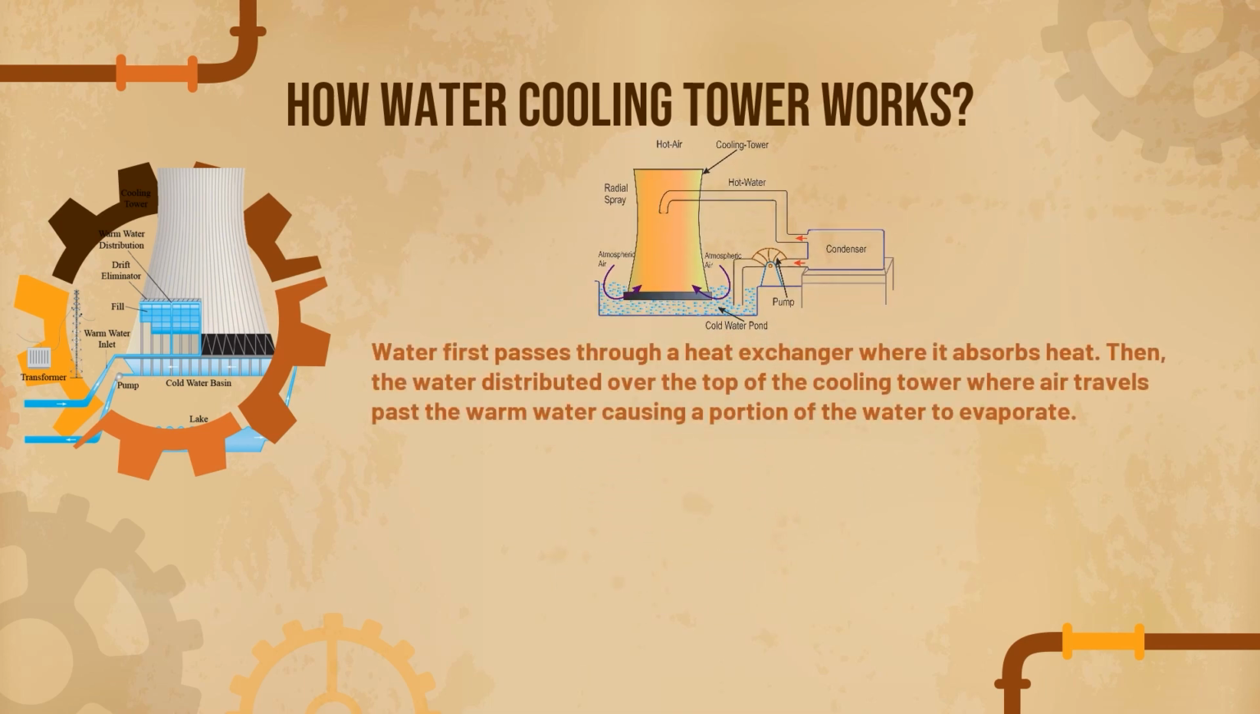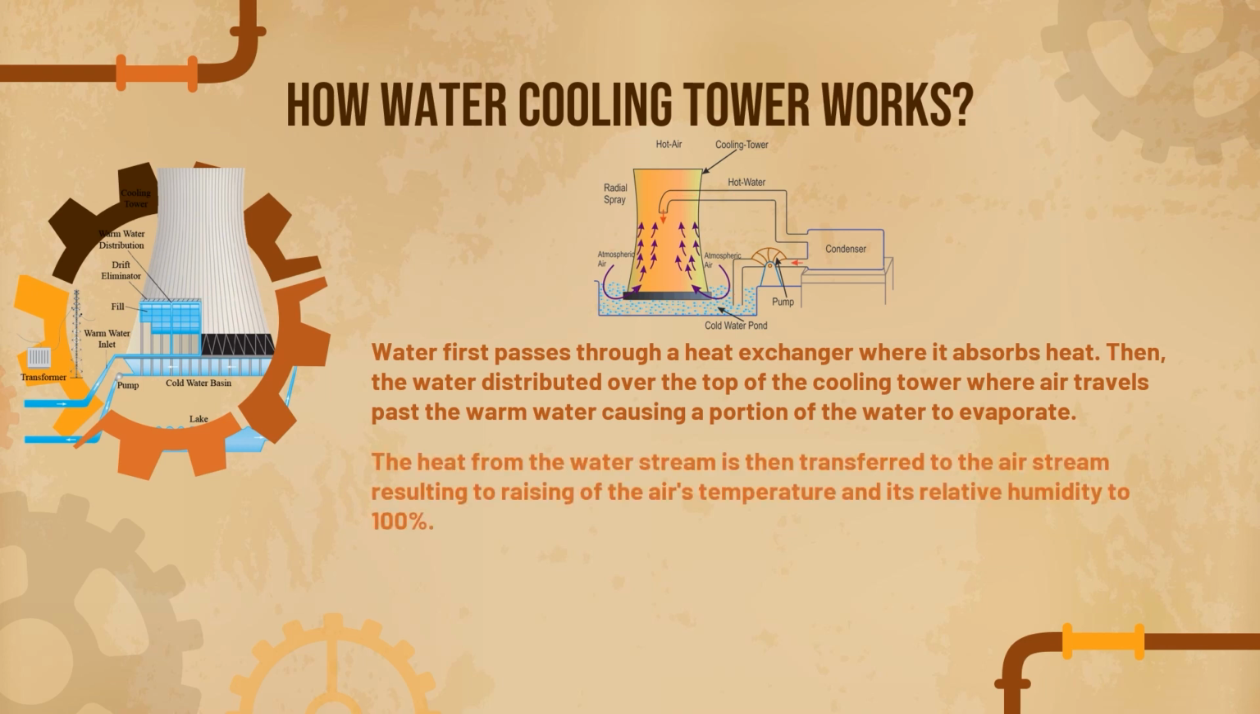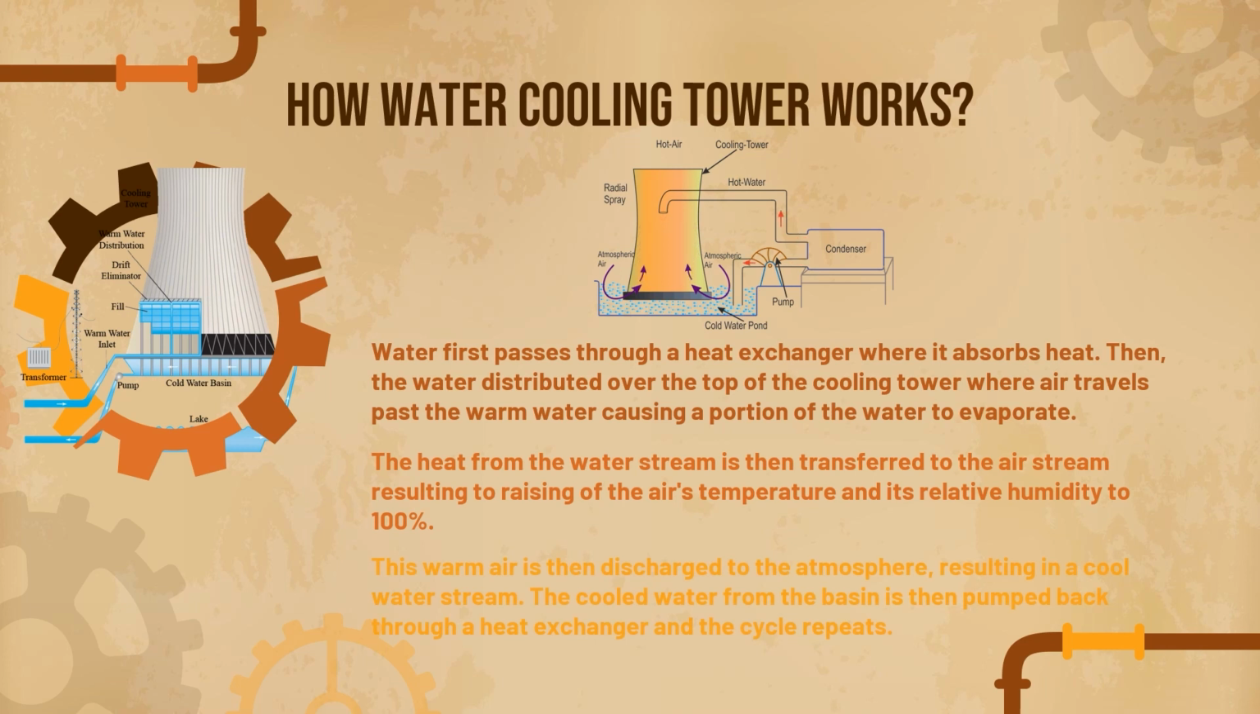The principle is water first passes through a heat exchanger where it absorbs heat. Then, the water is distributed over the top of the cooling tower where air travels past the warm water, causing a portion of the water to evaporate. The heat from the water stream is then transferred to the air stream, resulting in a raise of the air temperature and its relative humidity to 100%. This warm air is then discharged to the atmosphere, resulting in a cool water stream. The cool water from the basin is then pumped back through a heat exchanger and the cycle repeats.